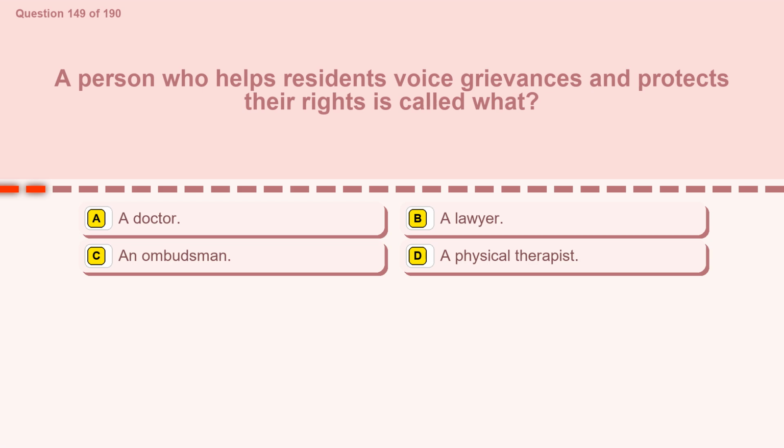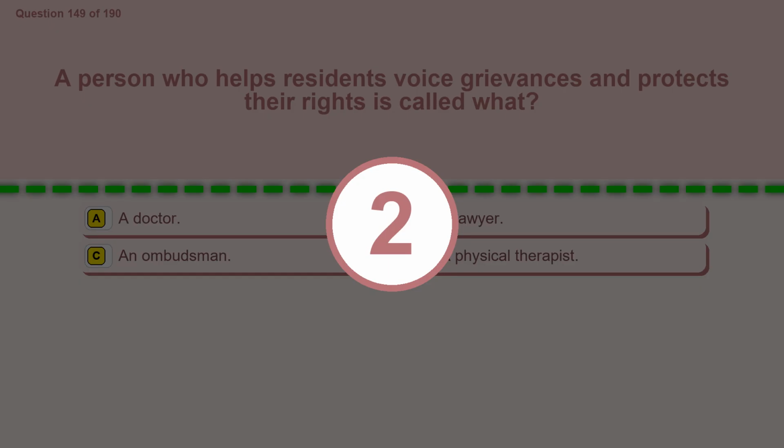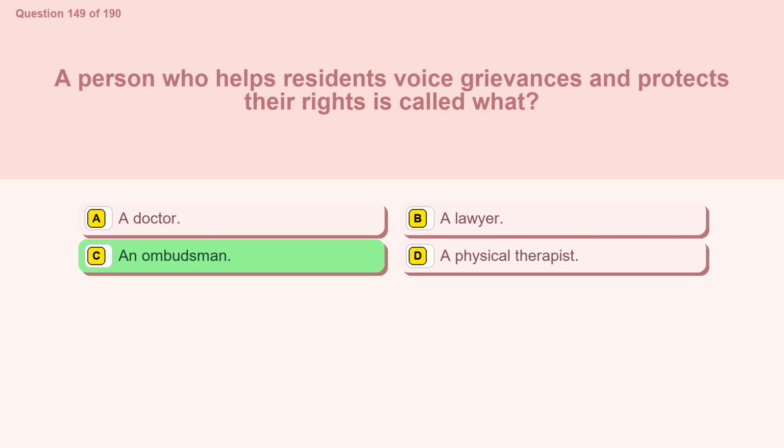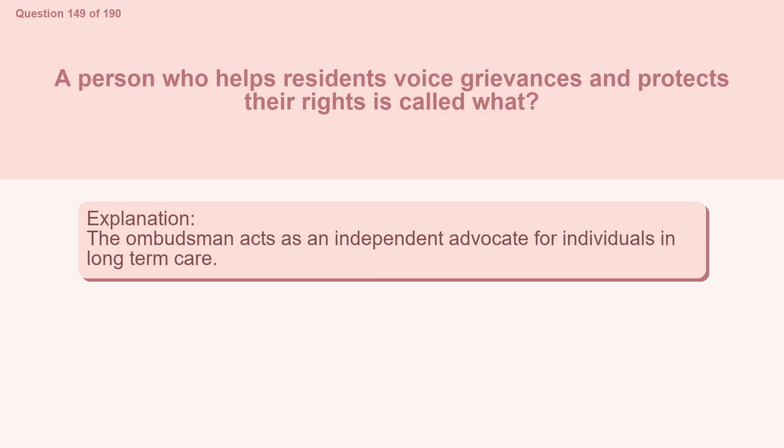Question 149. A person who helps residents voice grievances and protects their rights is called what? Option A, a doctor. Option B, a lawyer. Option C, an ombudsman. Option D, a physical therapist. The correct answer is option C, an ombudsman. The ombudsman acts as an independent advocate for individuals in long-term care.